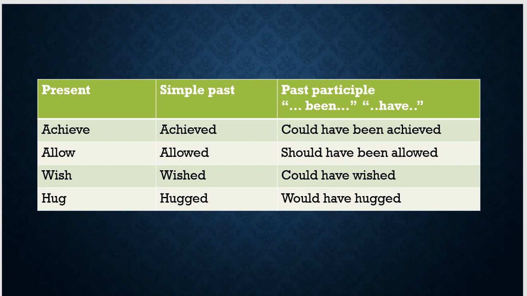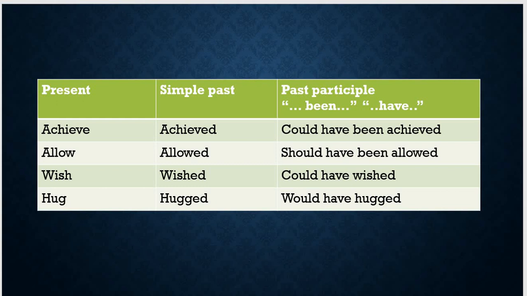Some more examples. We have the present, the simple past. Now, the simple past means there is no ing to the word. I achieve, not I was achieving or I was allowing. That would not be simple. Simple is changing it into one word to make it past tense.